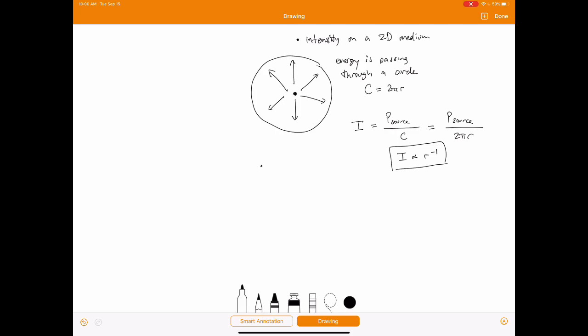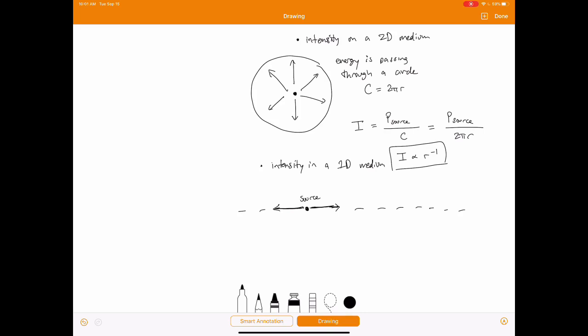Okay, what about in a 1-dimensional medium? So the intensity in a 1D medium, how do we kind of show that we have a source of waves? Well, I'll just put a little dot here. I'll draw a little dashed line to represent our 1-dimensional medium. So a wave could be moving to the right, or a wave could be moving to the left. But that's really it. That's how we show a source of waves in a 1-dimensional medium.